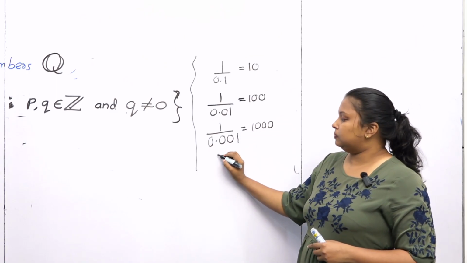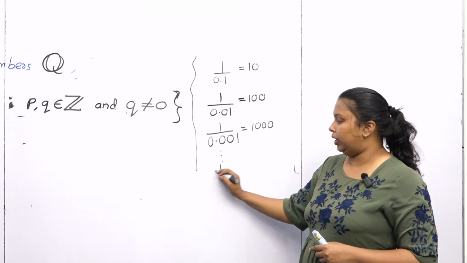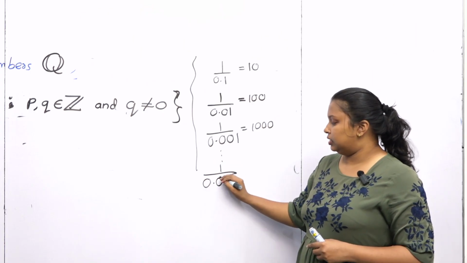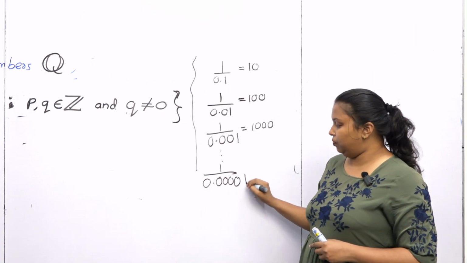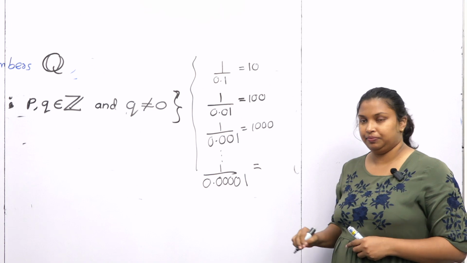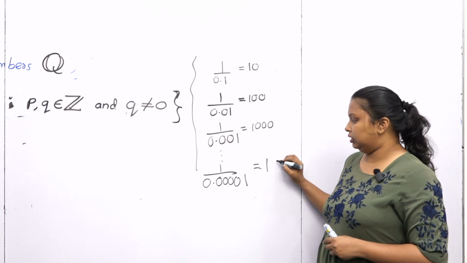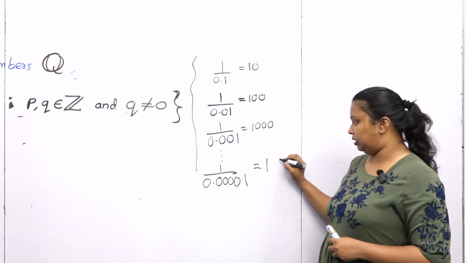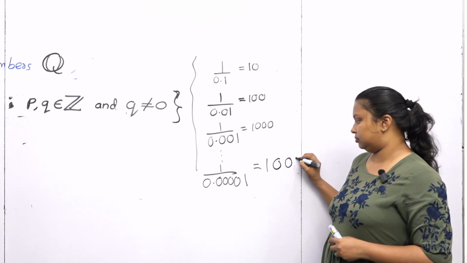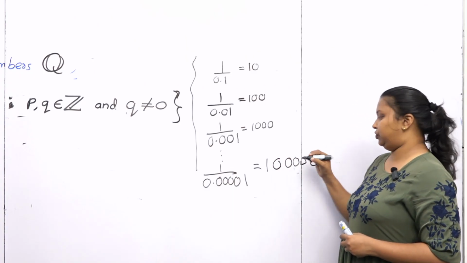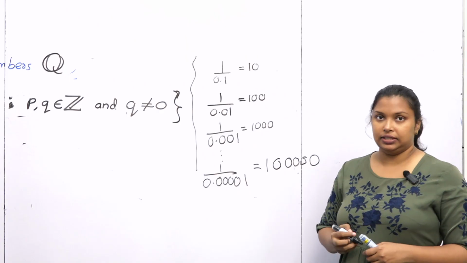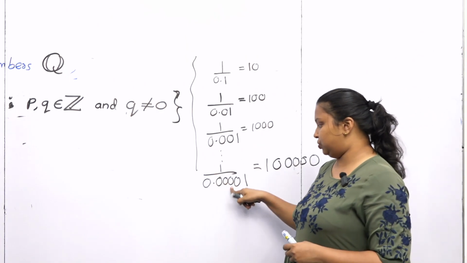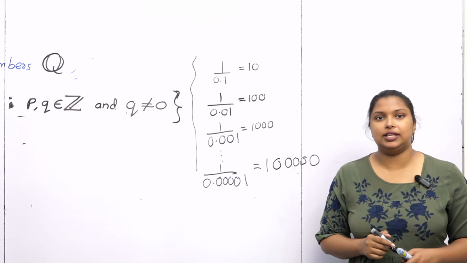So on we can go, and I will just go for 0.00001. What will be the answer? Here we have 3 zeros, here 3 zeros, right? You can get the pattern. 100,000 will be the answer. 1 over 0.00001, you will get 100,000 as the answer.